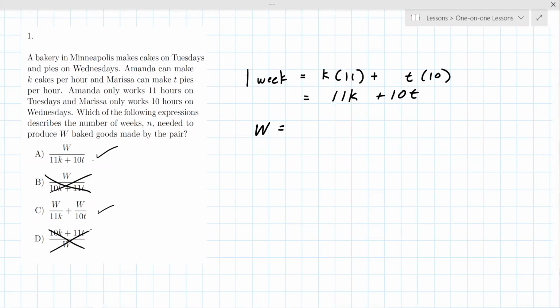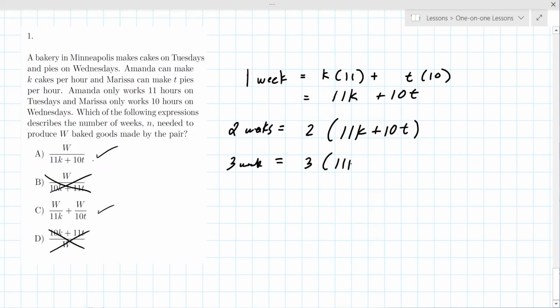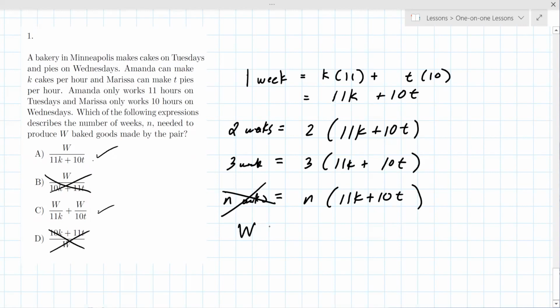So I made this. So in 2 weeks, let's look at it differently, as it doesn't tell you in 2 weeks how many baked goods they make. Well, it's double what they make in 1 week, and then in 3 weeks, it's 3 times the same expression. So what about in n weeks? What would that look like? It looks like this, where you have the number of weeks times however many they can make per week. So the total number of baked goods is actually over here, W.